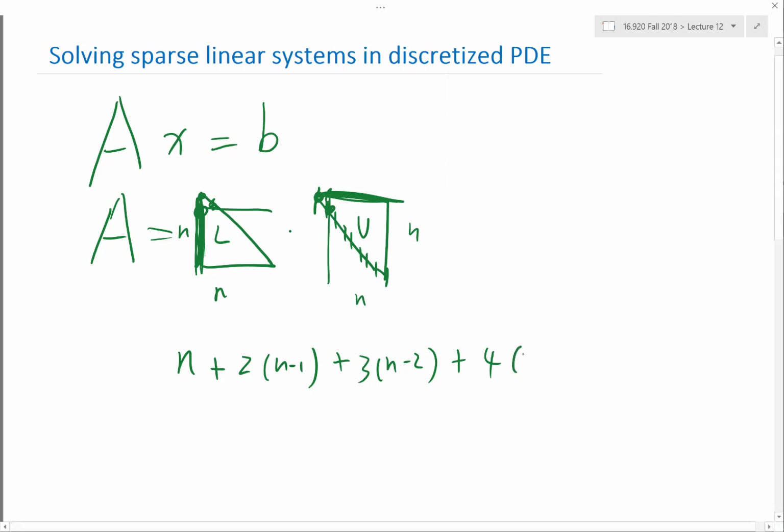Okay. And 4 times n minus 3, etc., up to the very end.